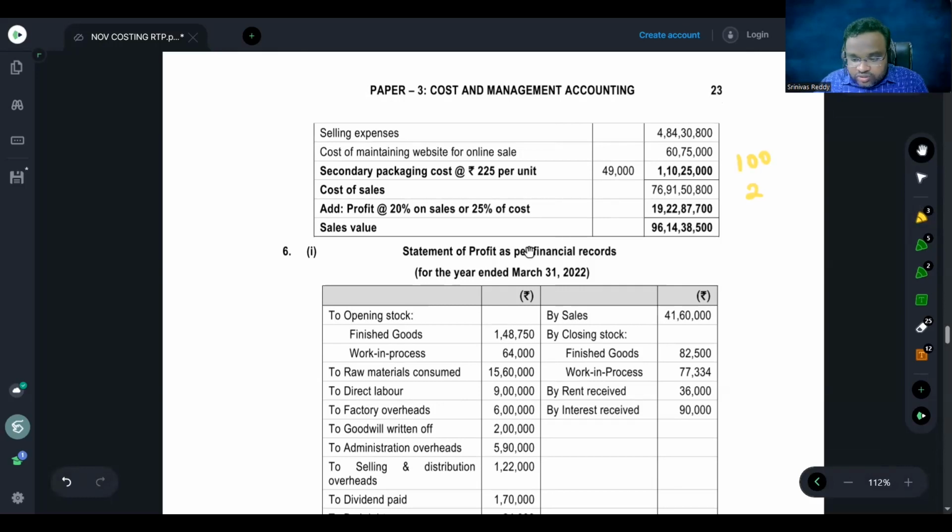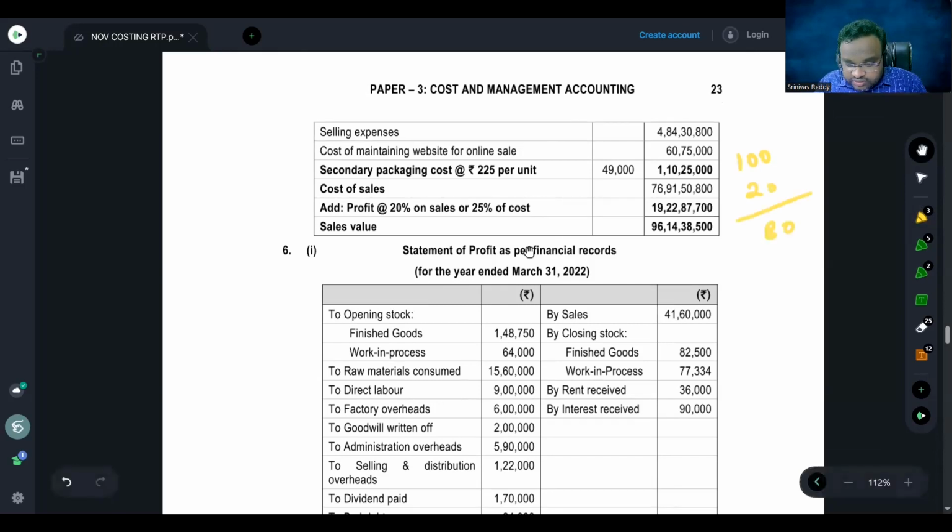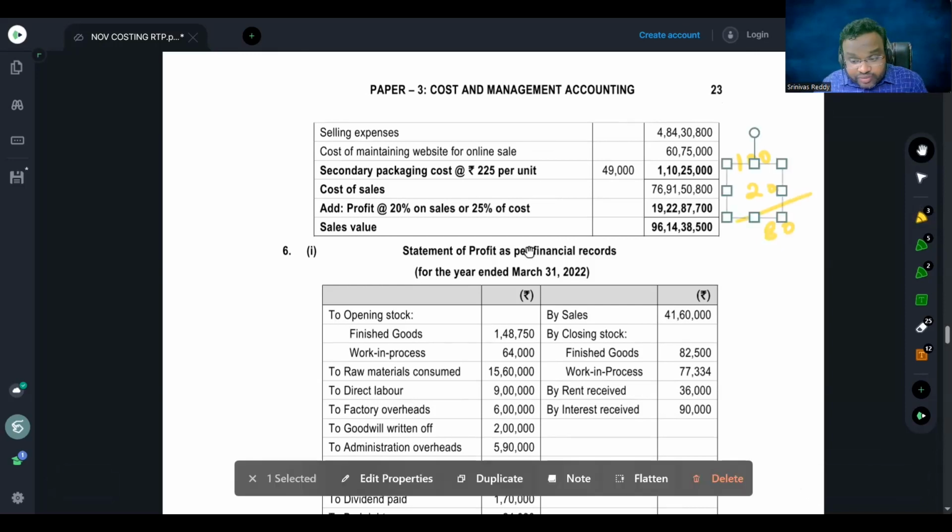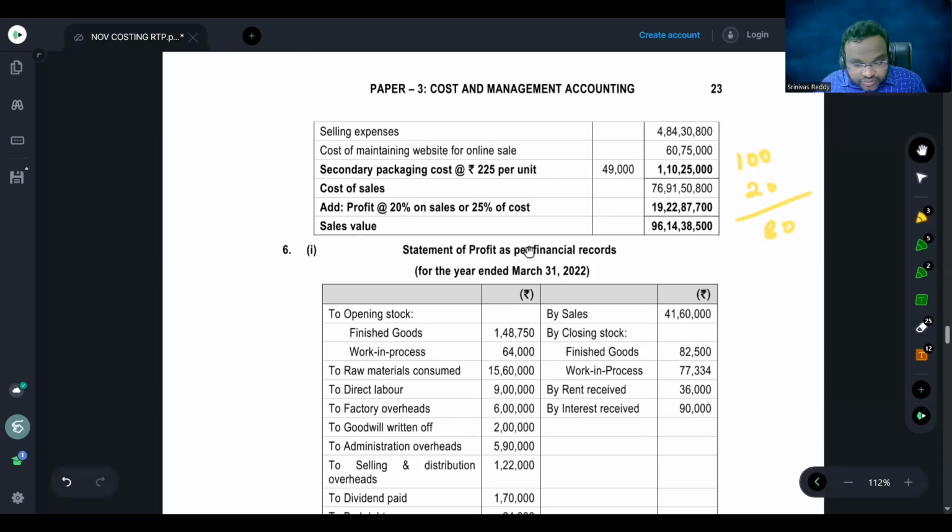Okay. Now, 20% on sale means how much would it be on cost? 20 by 80 into 100. It is 25% on the cost. 20% on sale is nothing but 25% on the cost. So 76 crores 91 lakh 50,800 into 125%. So you are getting sales value of 96 crores 14 lakh 38,500. So this is your sales value.